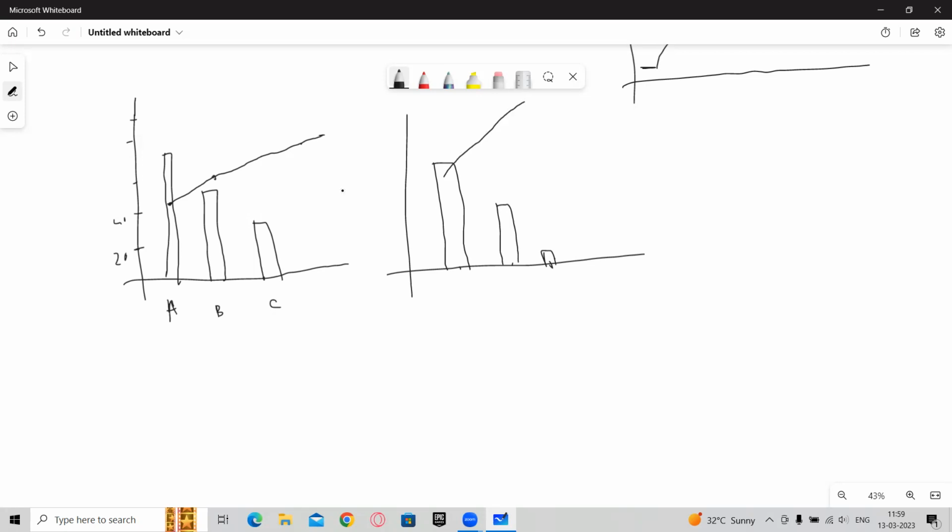In my life, I have never used those kinds of diagrams for my analysis, the ogive or the Pareto diagram. But there are some representations you may need for your purposes. That's why I am giving those things.